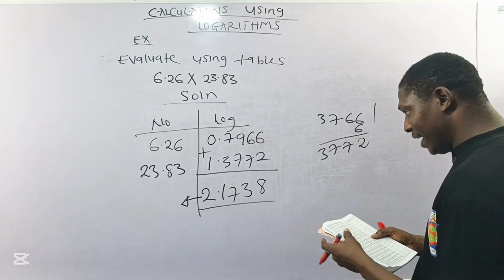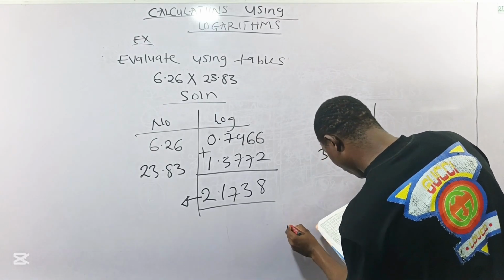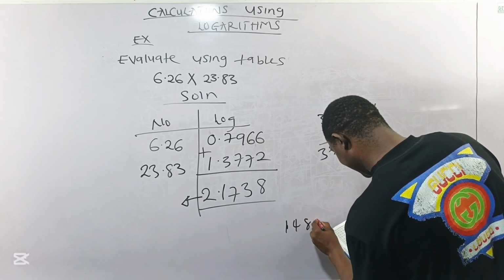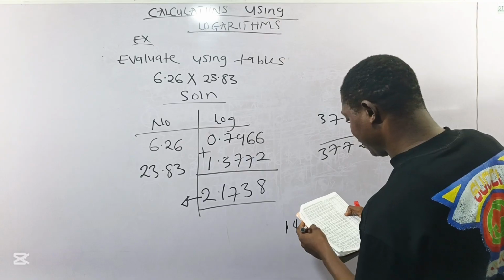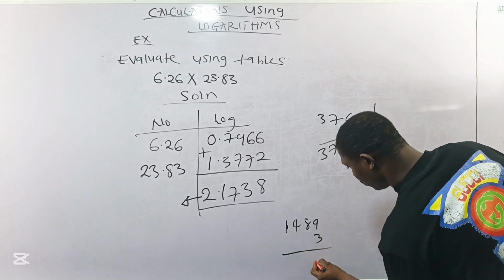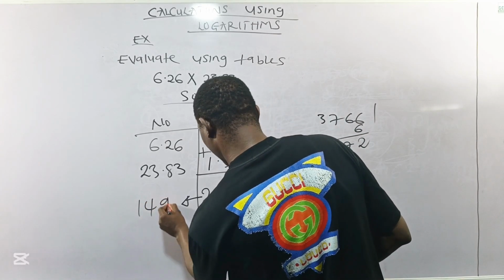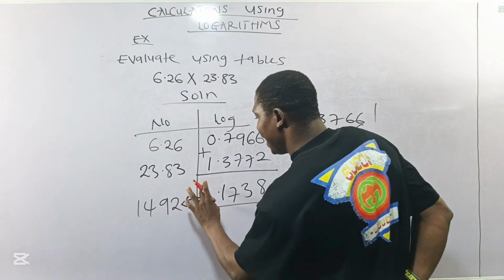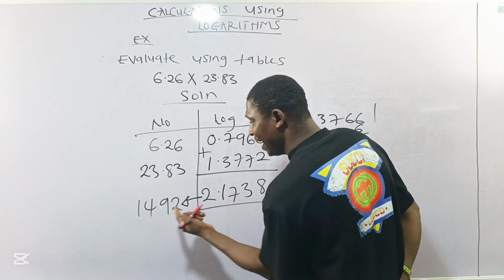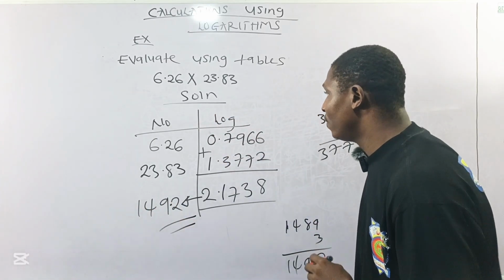I will have 17 under 3, difference 8. 17 under 3 is 1, 4, 8, 9, and difference 8 is 3. This plus this will give me 12, 2 carry 1, 9, 1, 4. So I have 1, 4, 9, 2. And my characteristic here is 2. I will add 1 to 2, giving me 3, and I'll have 1, 2, 3 digits. So my final answer is 142.2. Thank you.